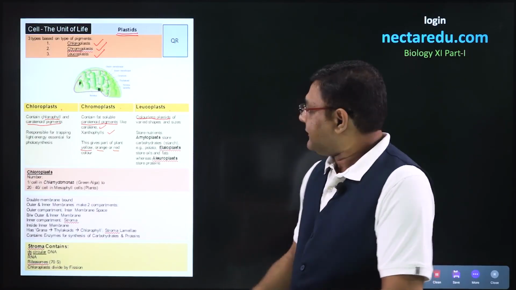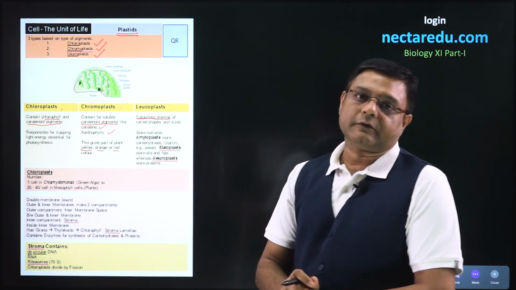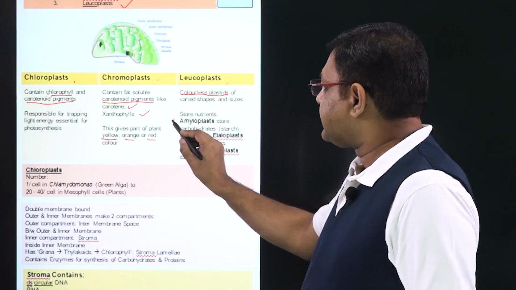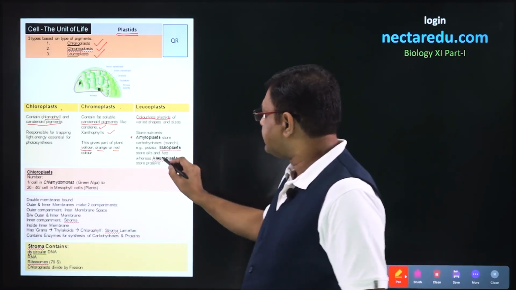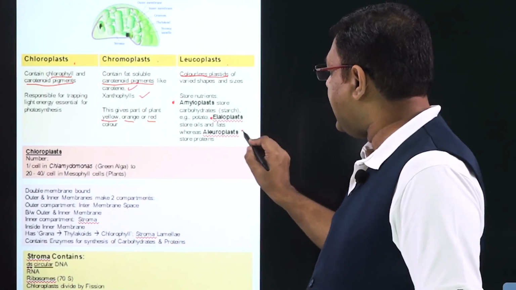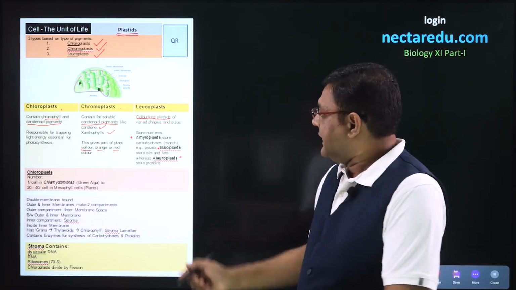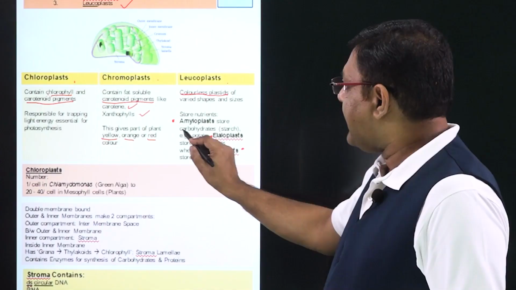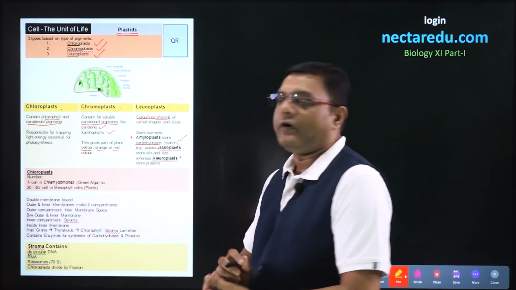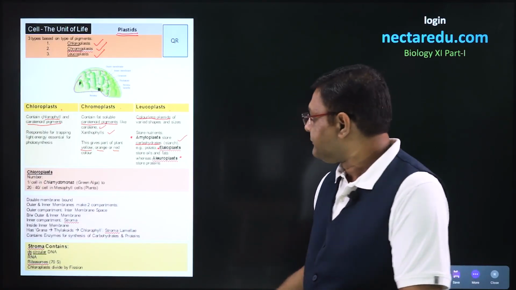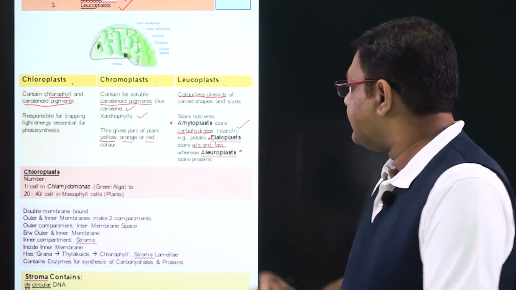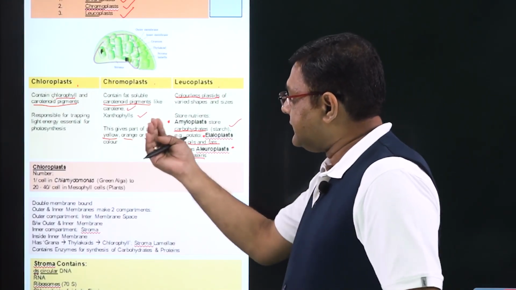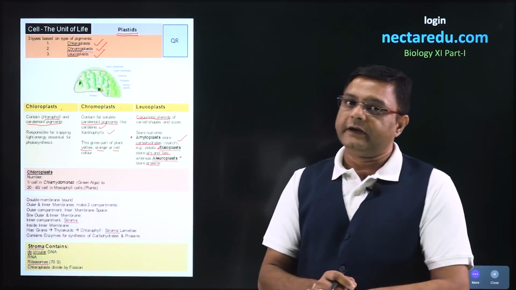Moving to leucoplast, here no pigment is present. These can be of three types. The first is called amyloplast, the second is elaioplast, and the third is aleuroplast. The function is to store nutrients. Amyloplast stores carbohydrates in the form of starch, an example is potato. Elaioplast stores oils and fats. Aleuroplast stores proteins. So this is the basic difference between all three types.